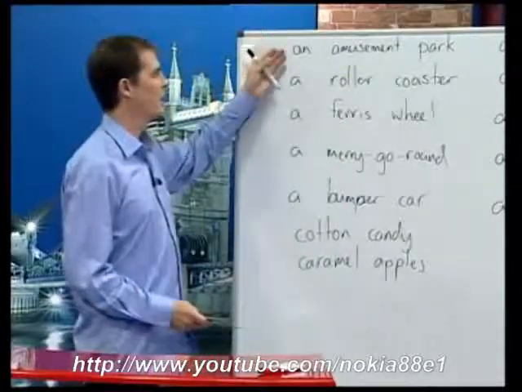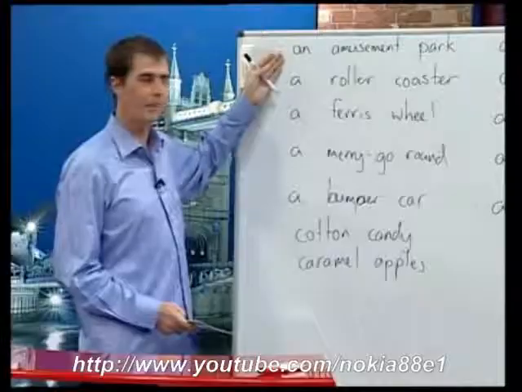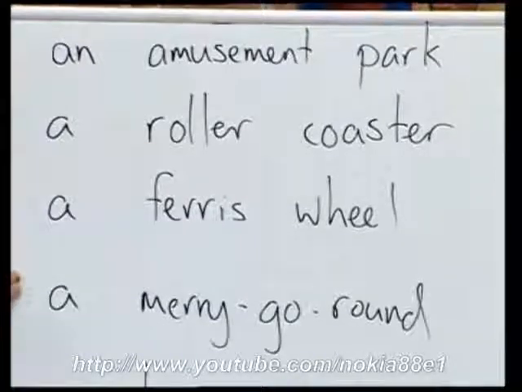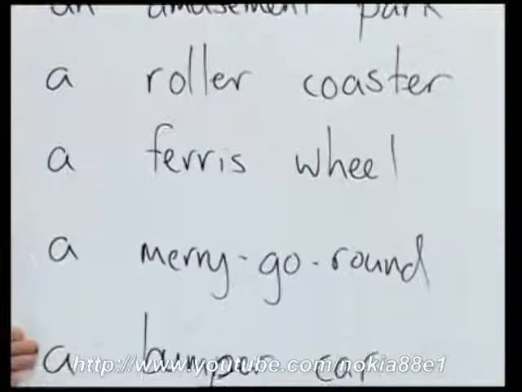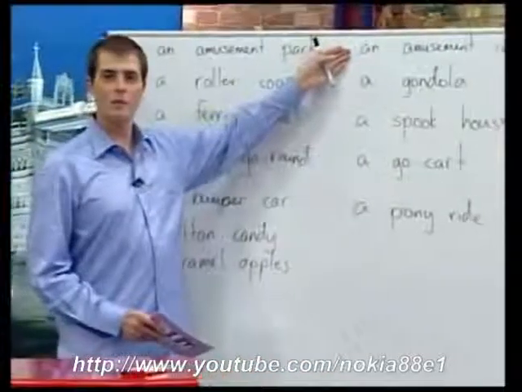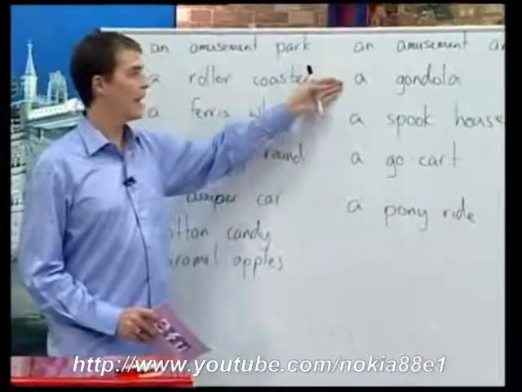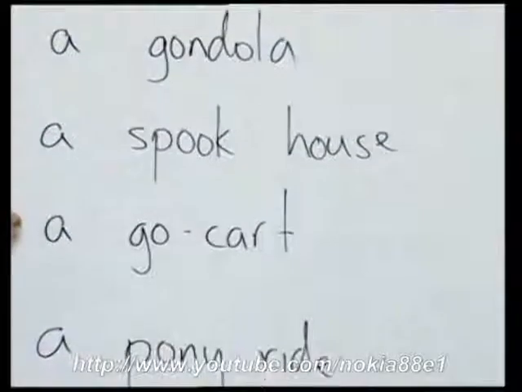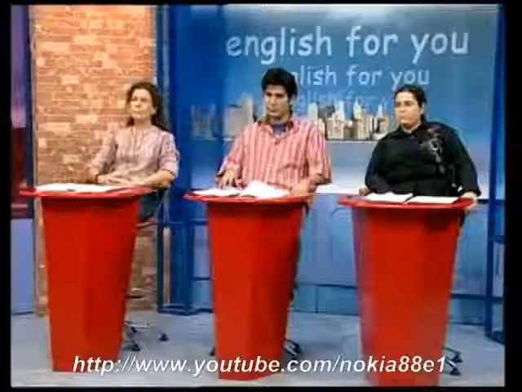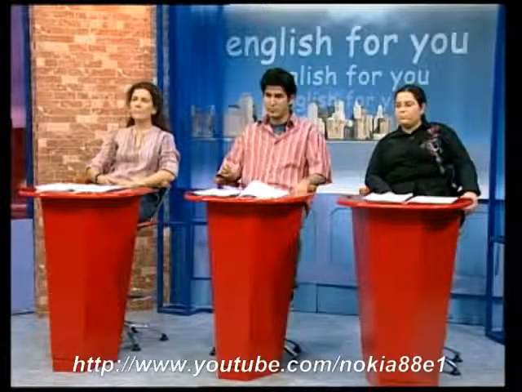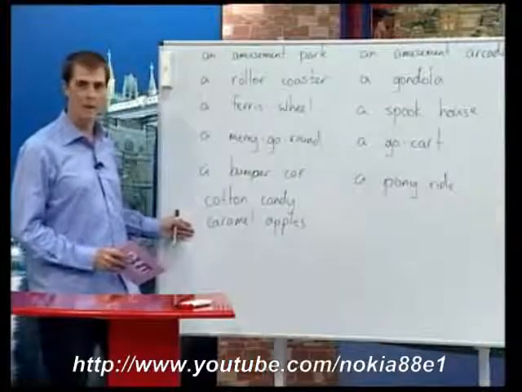So let's repeat these. An amusement park. A roller coaster. A Ferris wheel. And a merry-go-round. A bumper car. An amusement arcade. A gondola, a spook house, a go-kart, a pony ride, and cotton candy and caramel apples.